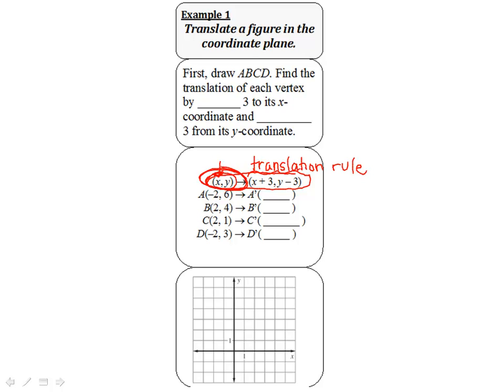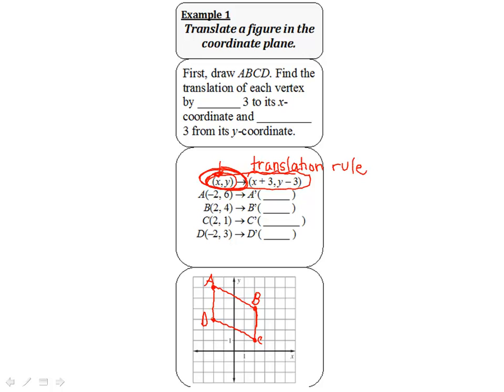So the first thing we're going to do is draw A, B, C, D. So I'm just going to plot my points. Negative 2, 6. 1, 2, 3, 4, 5, 6 is right here. Here's my A. 2, 4. So 2, 1, 2, 3, 4. Here's my B. 2, 1. So 2, 1 is my C. And D is negative 2, 3. So there's my D, and I'm going to connect them. This is what we call our pre-image because it's before a movement or a change. Okay, so here's my pre-image.